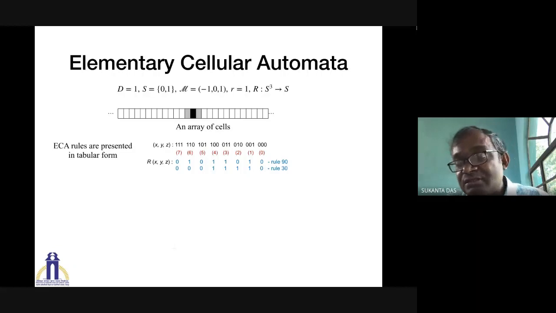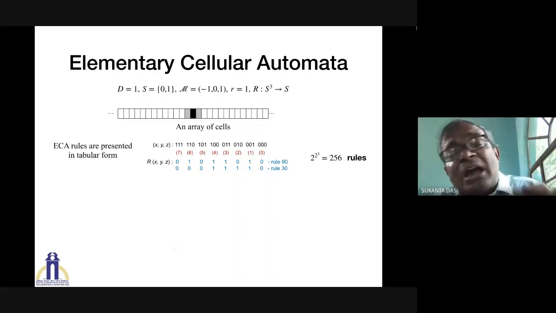And here there are only 2 to the power 3, that is 256, rules. And rules are numbered. How are they numbered? Rule 0, all 0, then rule 1, rule 2, up to rule 255. So these are the rules.